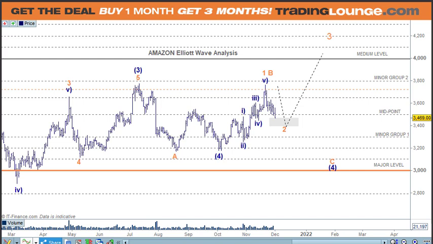So with Amazon, I've been looking at two counts, as you may recall. One of them is that we have wave 4 here, and we go 5 waves up for wave 1, and we pull back into the box here, the lower end of the box for wave 2, and then we go up for wave 3. So that's one count.